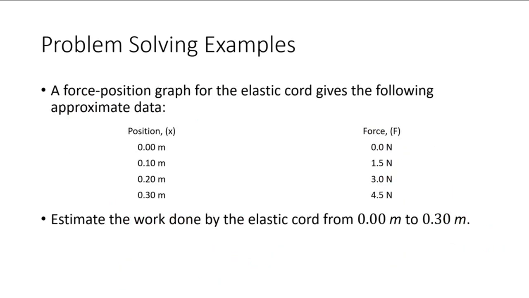So for the next problem, this is just an application of your experiment actually. We have here a force position graph for the elastic cord, which gives the following approximate data. For the position, we have 4 positions here: 0, 0.1, 0.2, and 0.3. For position 0, 0 newtons of force. For position 0.1 meter, 1.5 newtons of force. For position 0.20 meters, 3 newtons of force. And for position 0.3 meters, 4.5 newtons of force. So we're going to estimate the work done by the elastic cord from 0 meters to 0.30 meters.